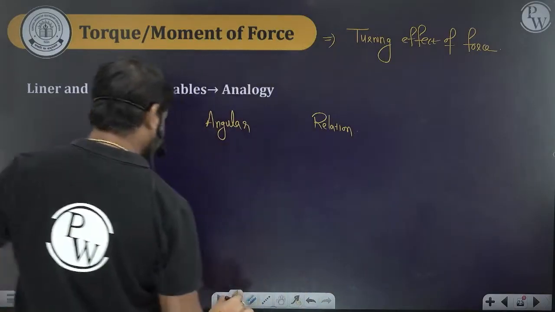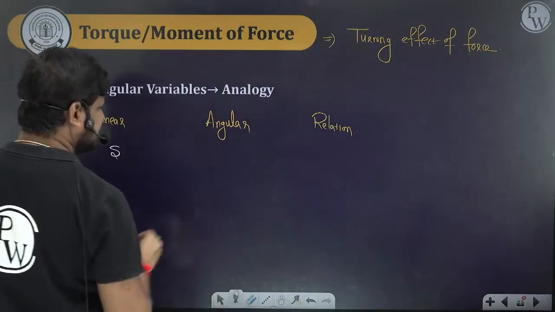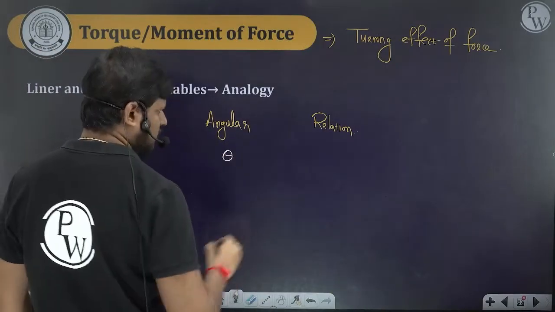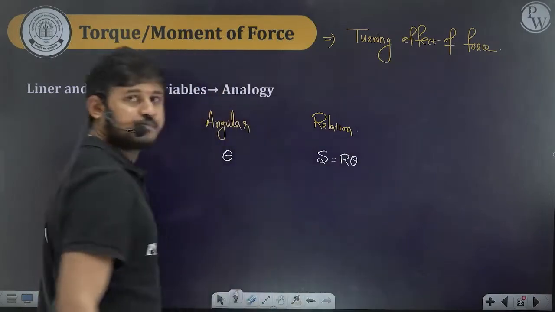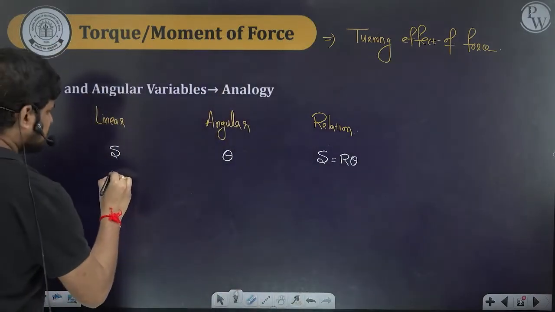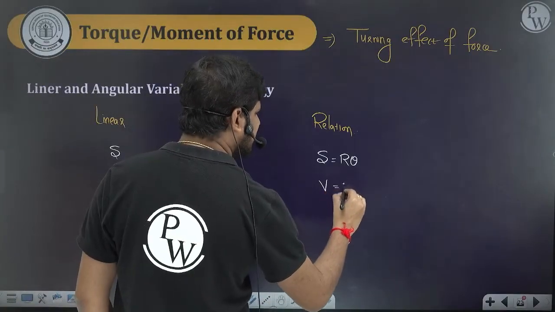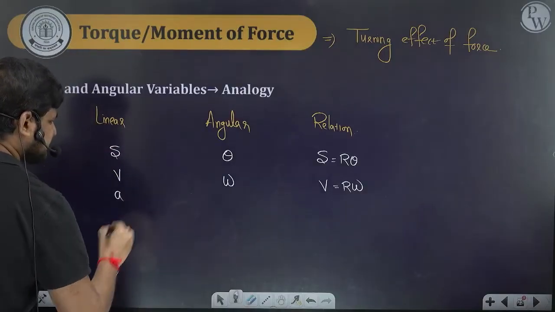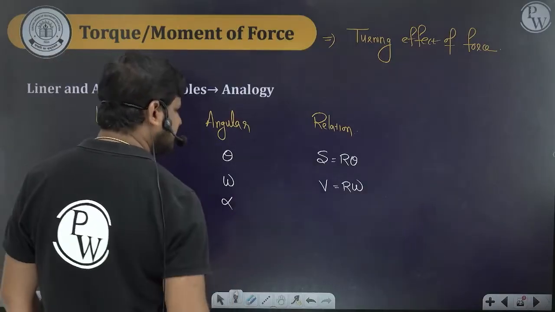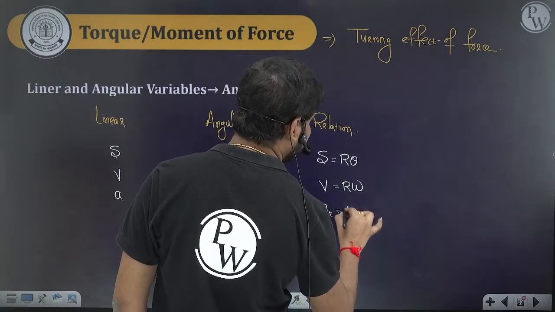So I can write the first thing. The linear displacement S and angular displacement theta are related by S equals R theta. Then linear velocity V and angular velocity omega are related by V equals R omega. And linear acceleration A and angular acceleration alpha are related by A_T equals R alpha.